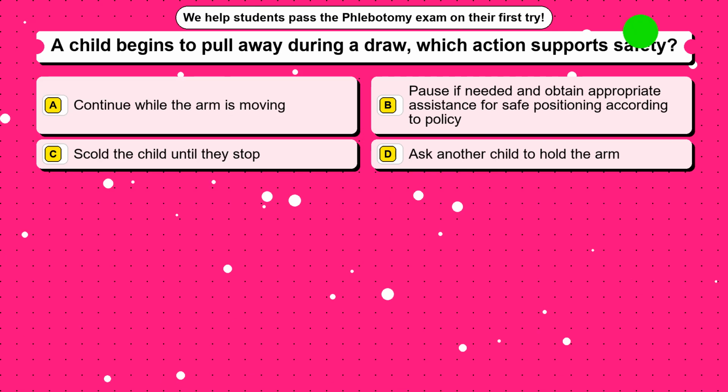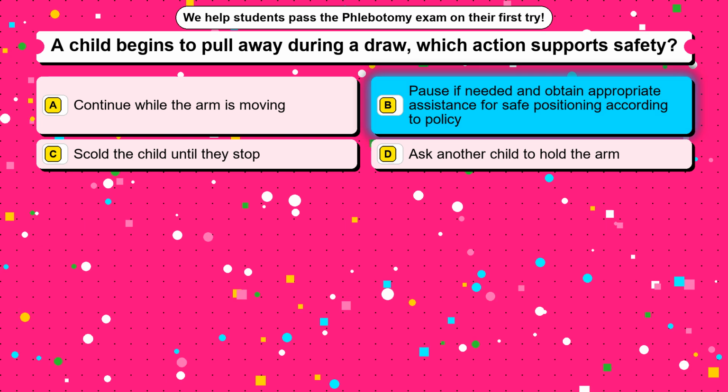Question 94. A child begins to pull away during a draw. Which action supports safety? Option A. Continue while the arm is moving. Option B. Pause if needed and obtain appropriate assistance for safe positioning according to policy. Option C. Scold the child until they stop. Option D. Ask another child to hold the arm.